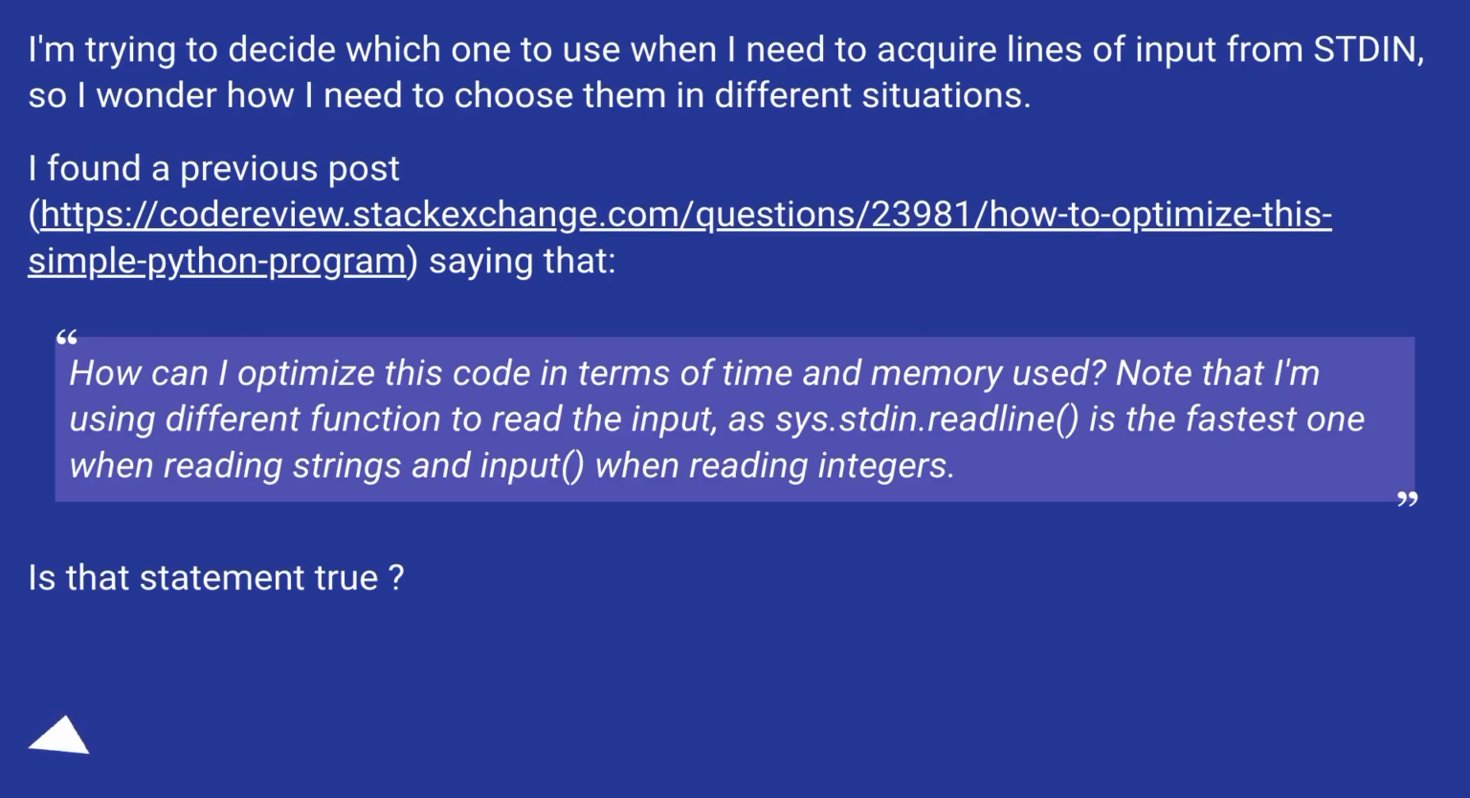I found a previous post, this URL, saying that: "How can I optimize this code in terms of time and memory used? Note that I'm using different functions to read the input, as sys.stdin.readline is the fastest one when reading strings and input when reading integers." Is that statement true?